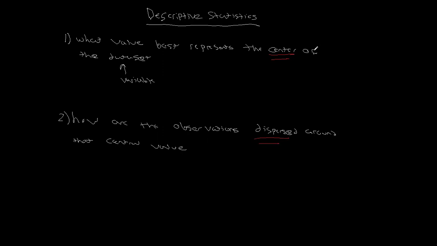Right, and so as we've mentioned before, center and dispersed, this is where the two types of descriptive statistics that we're going to talk about come from. Values that best represent the center of a data set, these are called measures of central tendency. And statistics that measure how observations are dispersed around that measure of central tendency, these are called measures of dispersion.